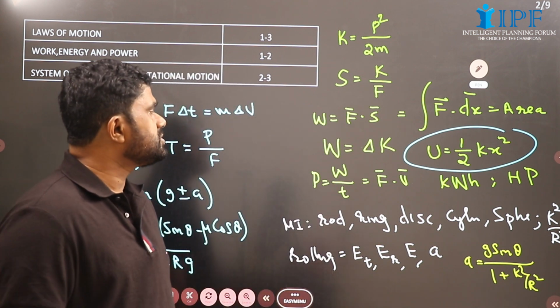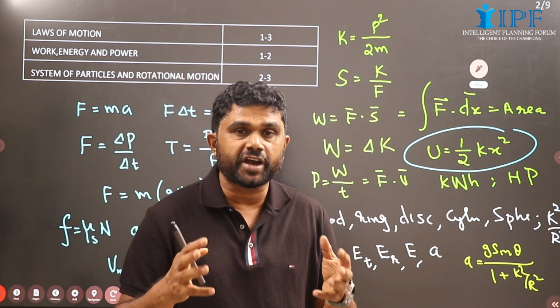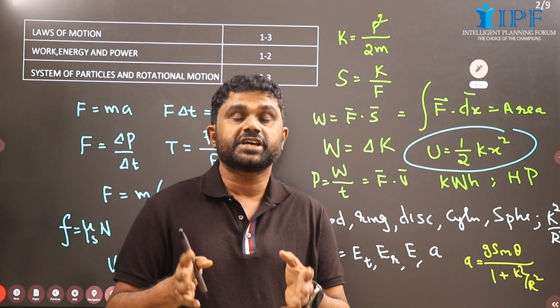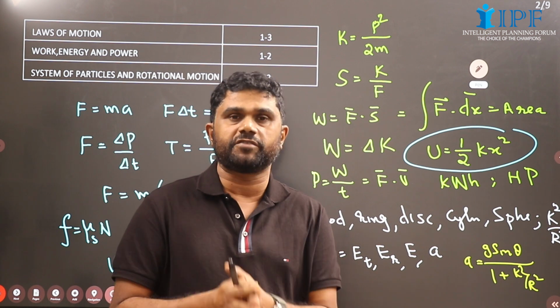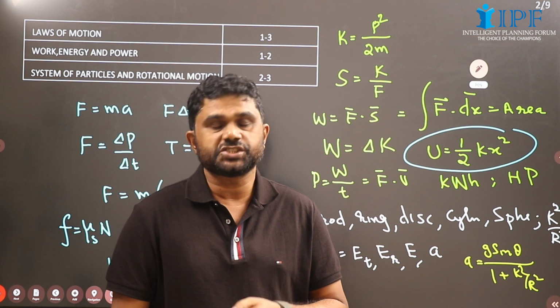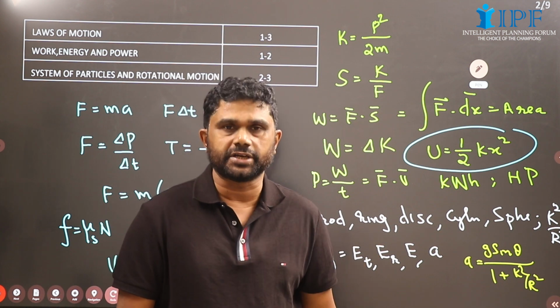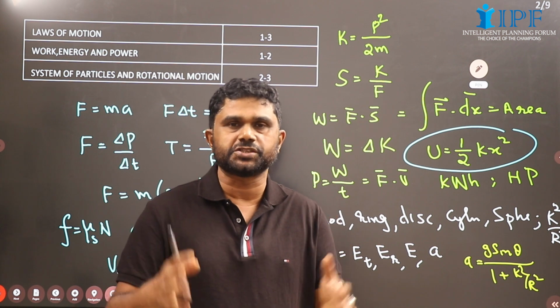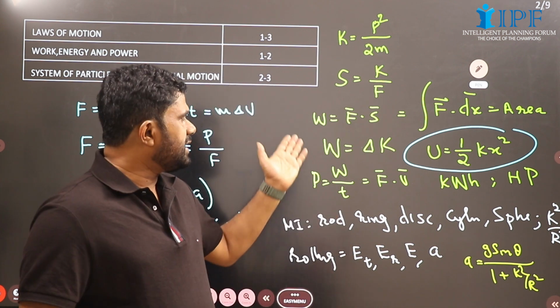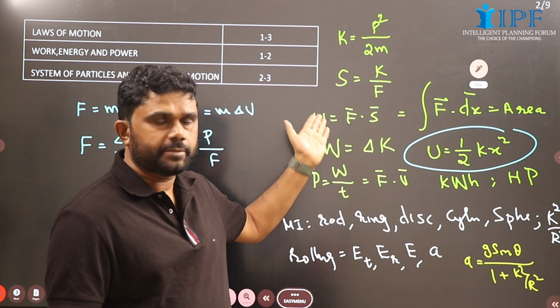Now force and displacement may be given and you will have to find the work done. Force and displacement will be given in component form: x component, y component and z component. You will have to find the work done, meaning the dot product of force and displacement. That is one question that you have to expect from work, energy and power.